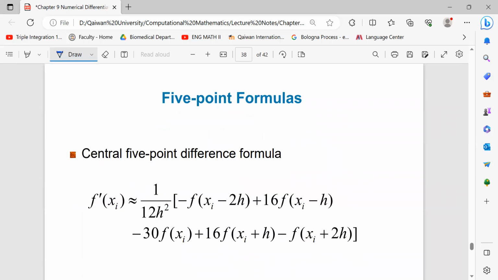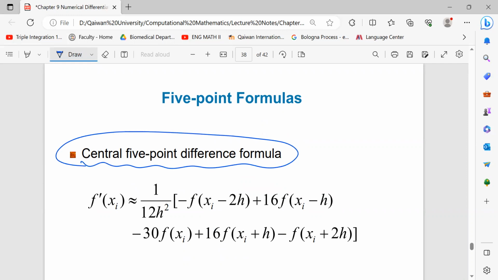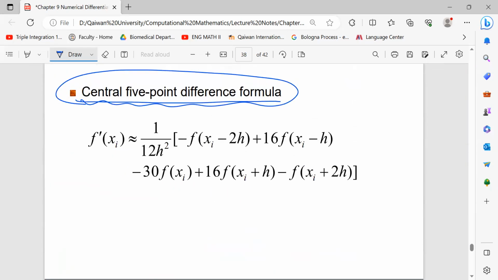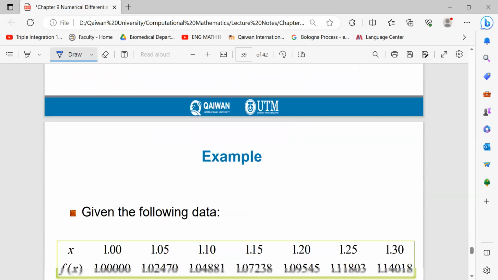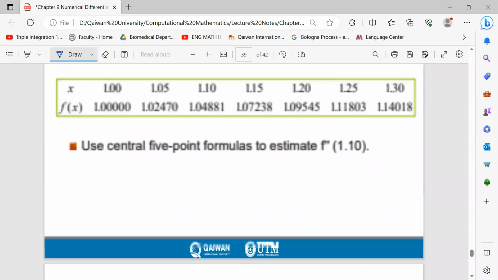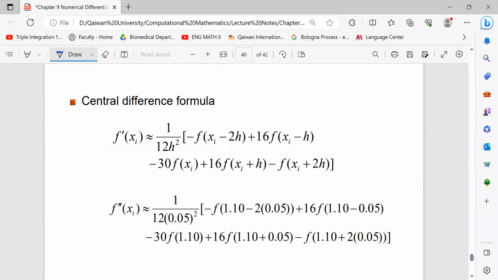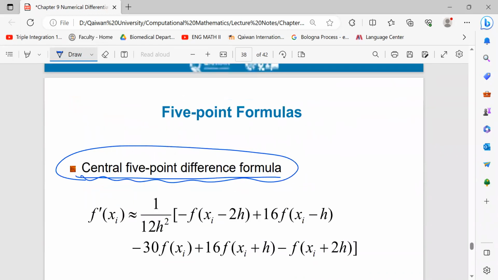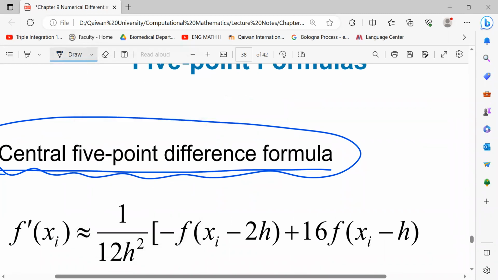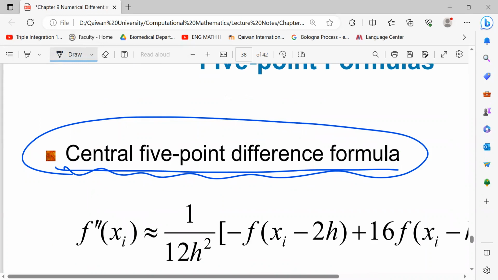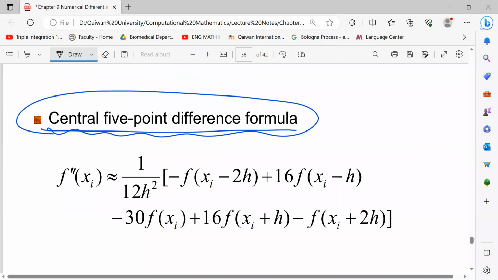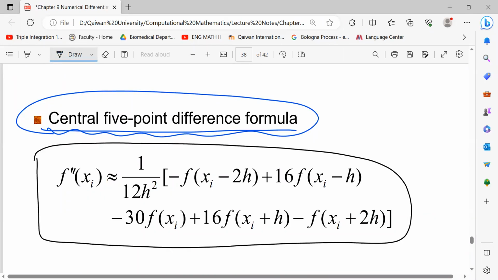And then 5 points, the 5 point formula. As I said, for the second derivative we have only central, for both 3 points and 5 points. And the rule is this. This is f double prime, not f prime actually. So the central 5 point difference formula is this. It's difficult to memorize this formula, and it's given in the exam.